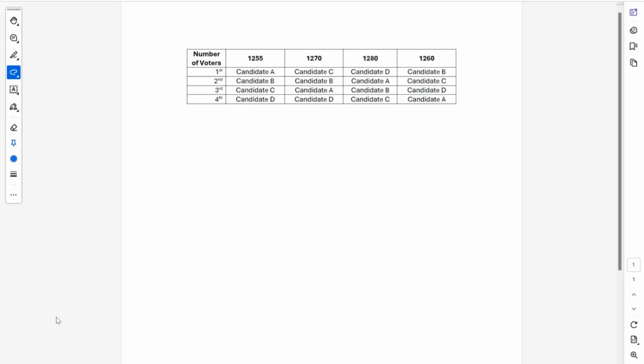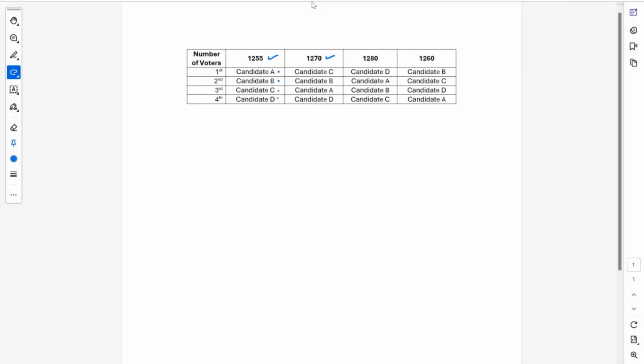Fantastic, thanks. So what we have on the screen is the results of a hypothetical election. What we have here is 1,255 people, and we're looking at 4 different candidates, candidate A, candidate B, C, and D. What these people did was they ranked their candidates in preference order. So candidate A was their first choice, candidate B was their second choice, candidate C was their third choice, and candidate D was their fourth choice.